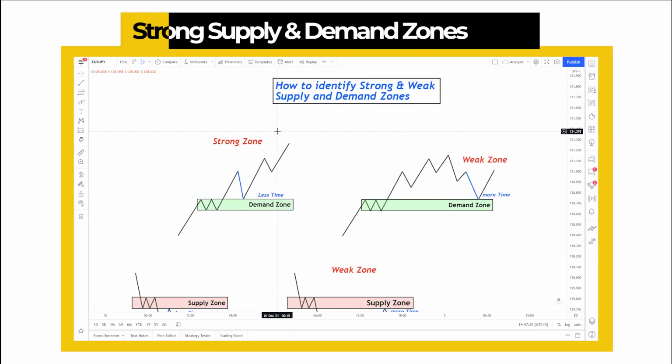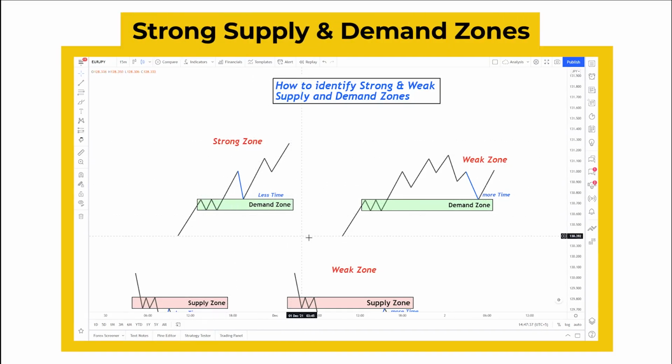So today I'm going to show you how you can identify strong supply and demand zones in your trading analysis.